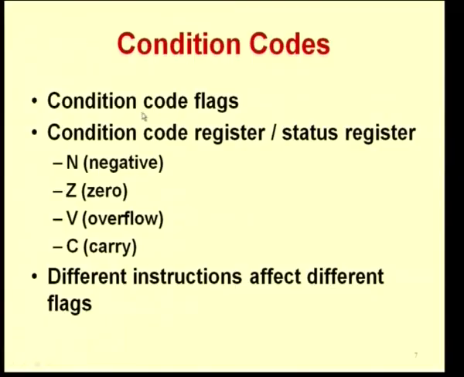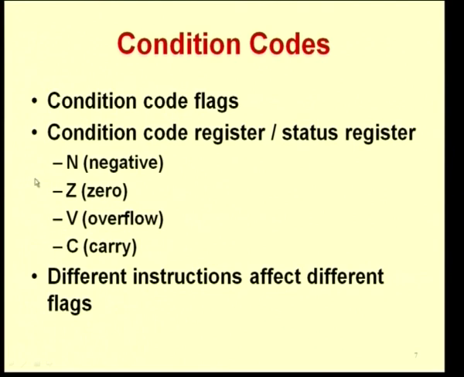The condition codes are referred to also as condition flags or condition code flags, and they are typically maintained in what we call a condition code register, or it may just be called a status register. Now, typical conditions that we maintain in most of the processors are the following. You have an N flag, which is called the negative flag. Basically, it means that the previous value was negative. Then you have a Z flag, or the 0 flag. This indicates that the previous value, whatever operation took place, the result of that was 0.